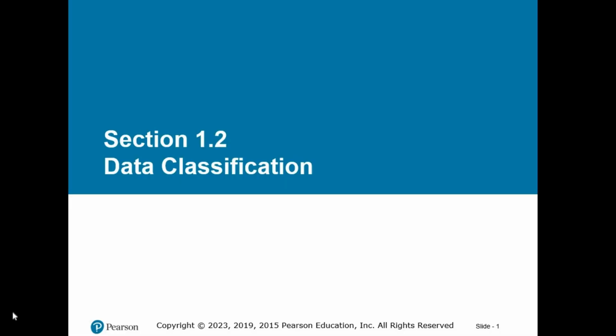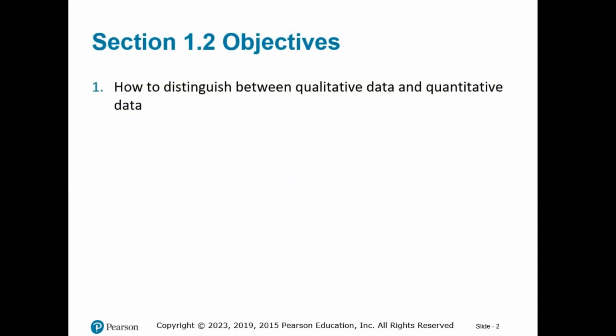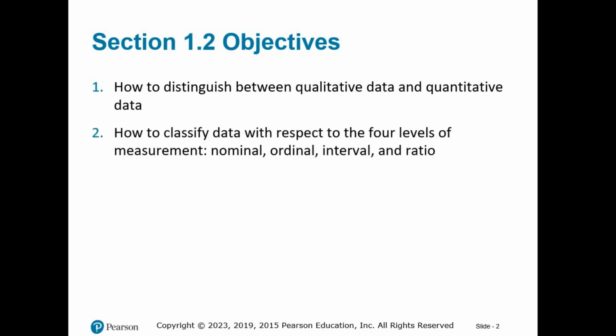Okay, let's get started. Welcome back, everyone. In this video, we'll be discussing Chapter 1, Section 2, Data Classification. Let's continue a discussion that we started in the previous video, where we talked about different ways to characterize data. One way was sets, population versus sample. Now we're going to explore the other two ways we characterize data, namely how to distinguish between qualitative data and quantitative data, and how to classify data with respect to the four levels of measurement: nominal, ordinal, interval, and ratio.